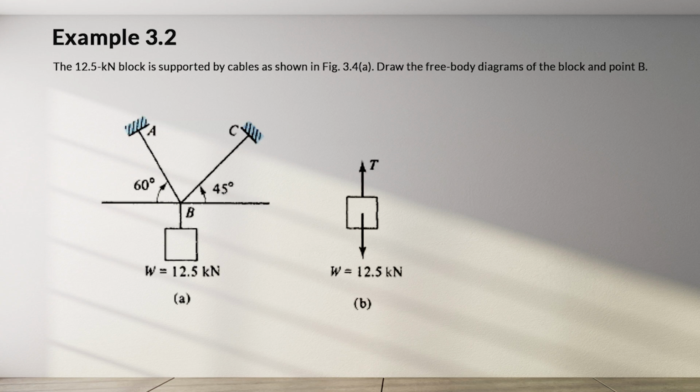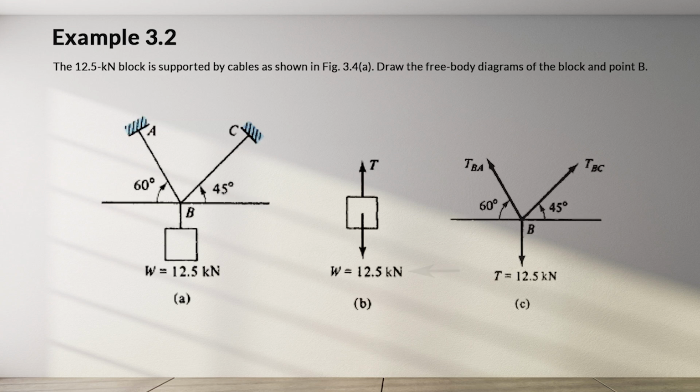But remember, if we are drawing a free body diagram for the block, you only need to show the block first. Then you need to show the forces going in or out of the block. The second thing is, if you are drawing a free body diagram for point B, the vertical cable can be thought of as transmitting the weight of the block from the block to point B. A cable can support a tensile force. Therefore, in the free body of point B in Figure C, each cable is in tension and acts away from point B.